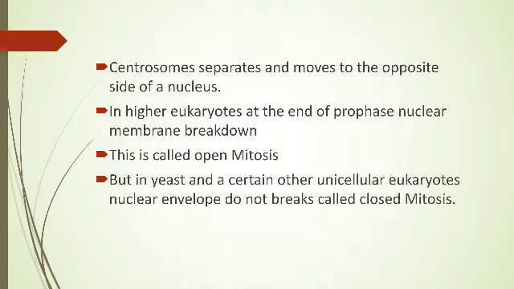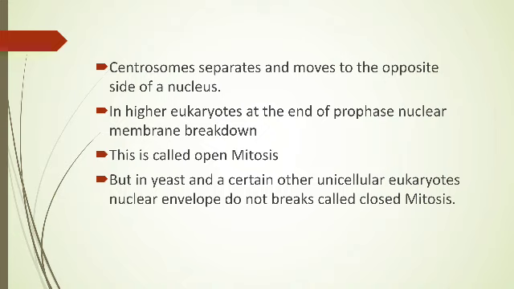In case of higher eukaryotes, we see at the end of the prophase the nuclear membrane gets broken down. Remember this point. The nuclear membrane is broken down in the higher eukaryotes at the end of the prophase, and in those organisms in which the nuclear membrane is broken down at the end of prophase, this type of mitosis is called open mitosis, where the nuclear membrane is broken down.